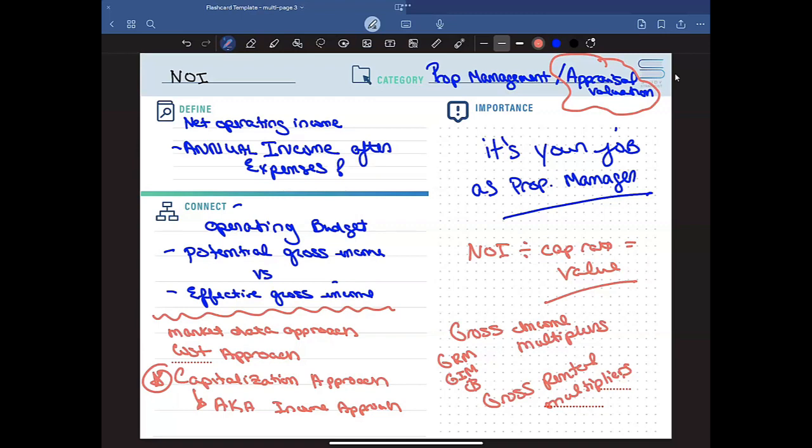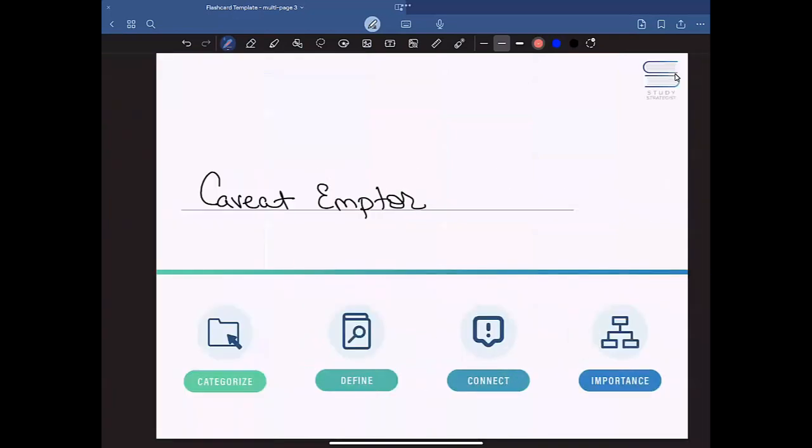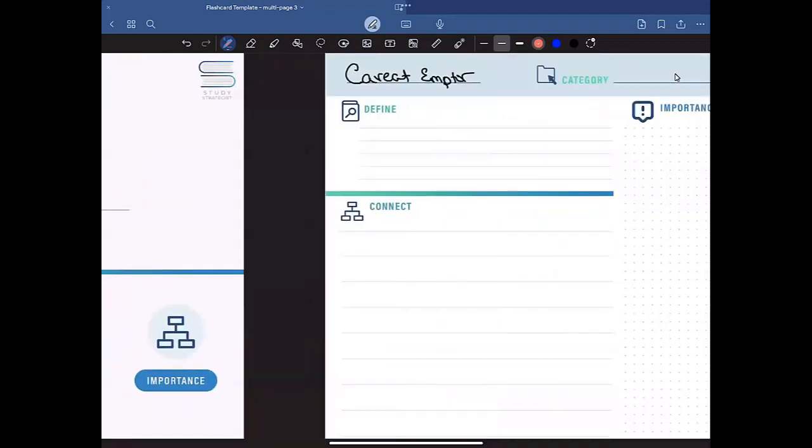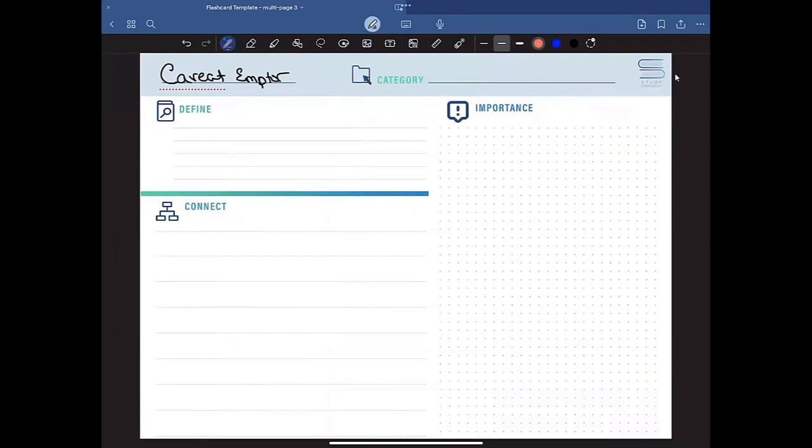Oh, you are so welcome. All right. NOI, that was our word. Let's go to our next one. Ooh, I like this one because it's Latin, and I took Latin in high school for many years. Caveat emptor. Whew. Do you know what it means? Well, excuse me, let's start with, do you know the category?